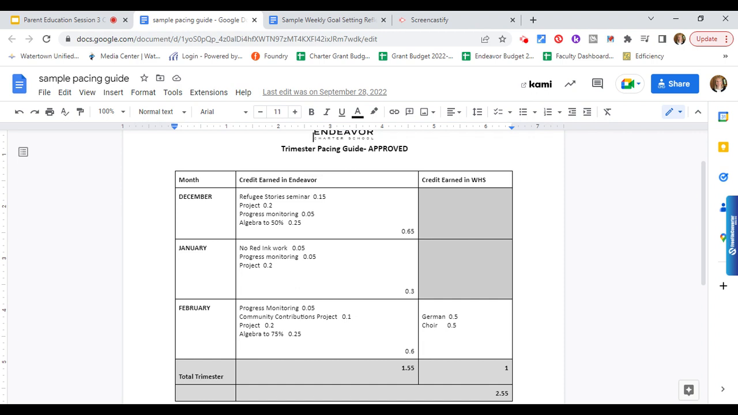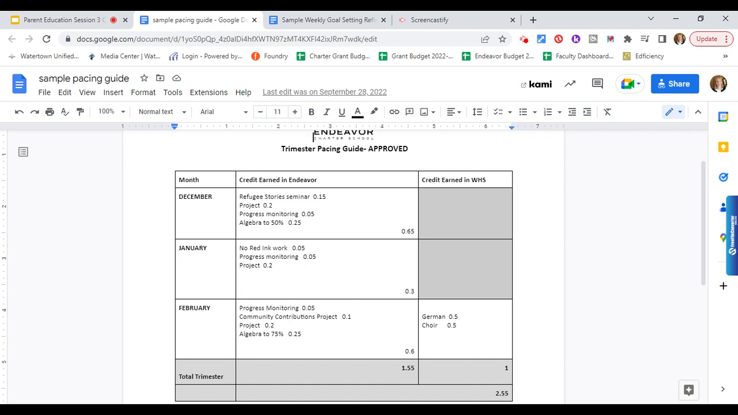And there are a variety of things in each month helping the student earn credit. Here's a seminar, a project, progress monitoring, which is credit for the weekly goal setting and reflection journals, and ALEKS math goals. Getting to 50% in the course means that they have successfully completed and mastered 50% of the topics in the course, which is worth 0.25 credit. The credits amounts after this help the student to see how much credit they will be getting in that particular month.